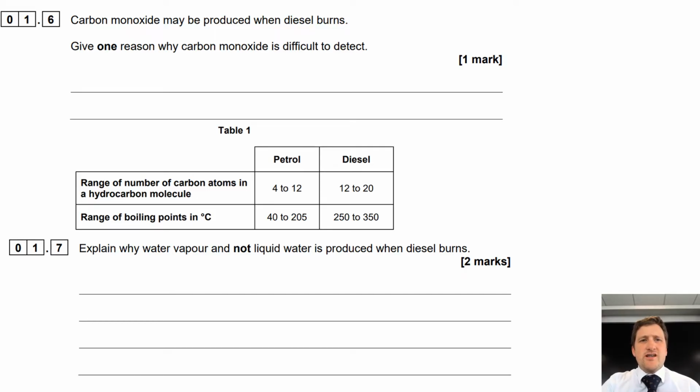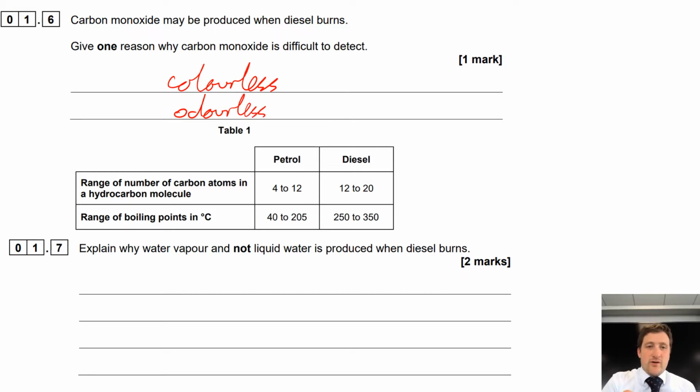Okay, carbon monoxide may be produced when diesel burns. Again, we're talking about all these different atmospheric pollutants. Now we've got carbon monoxide. Give one reason why carbon monoxide is difficult to detect. Well, there are two things you need to know: either that carbon monoxide is colorless or that it is odorless. It doesn't smell, it doesn't have color.